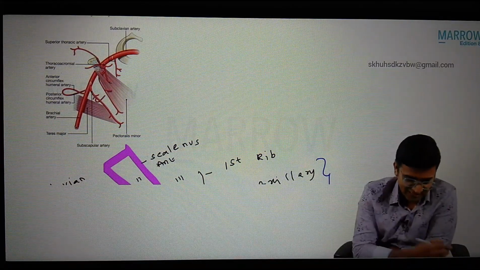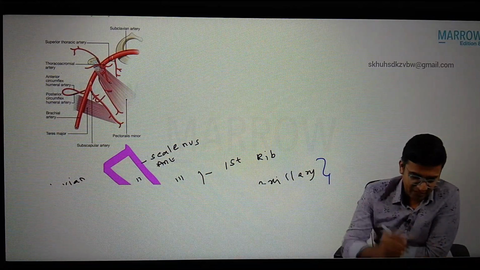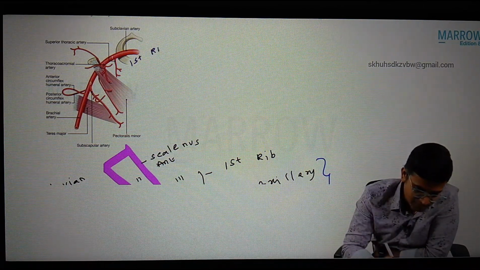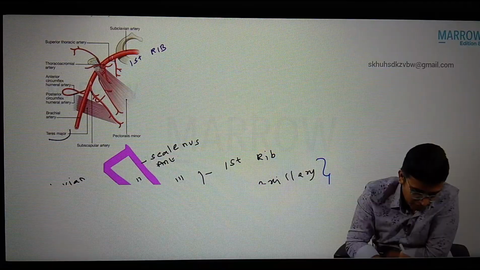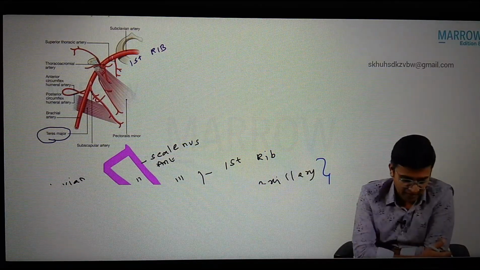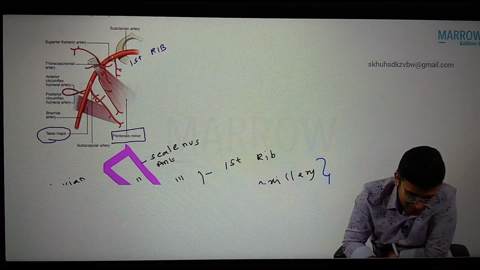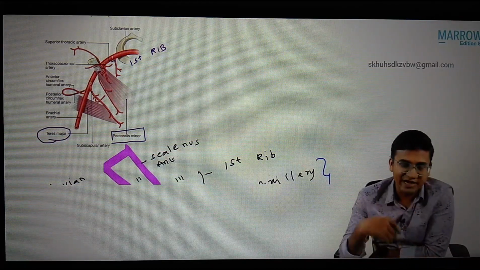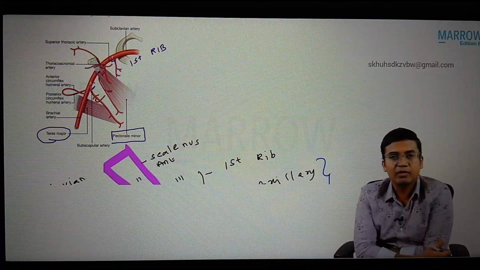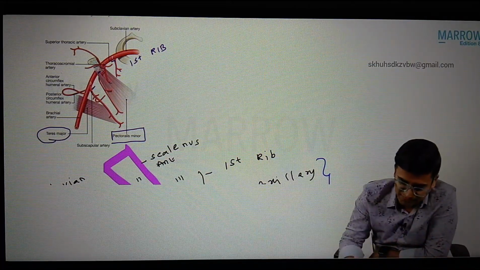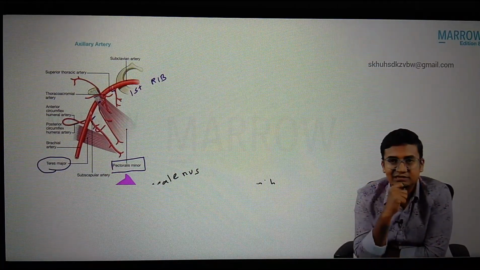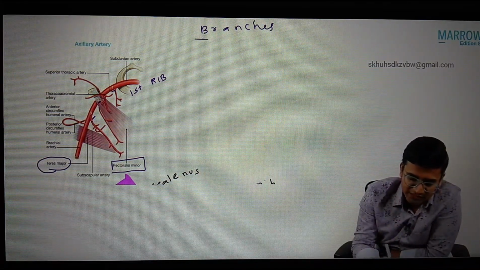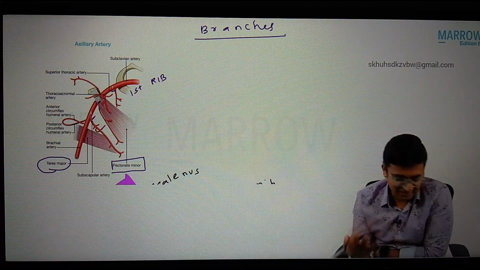In the diagram we are seeing the axillary artery. I told you the extension is from the outer border of the first rib up to the lower border of teres major muscle. Now we are seeing the pectoralis minor muscle dividing the axillary artery into three parts. The first part, the second part is behind the muscle, and the third part. Now what are the branches? Branches from the first part, second part and third part. The first part gives only one branch, the second part two branches, the third part three branches.